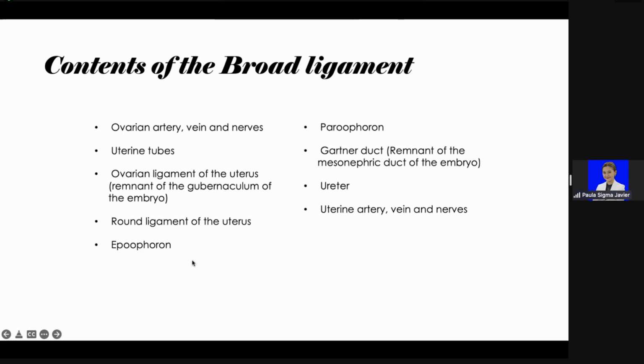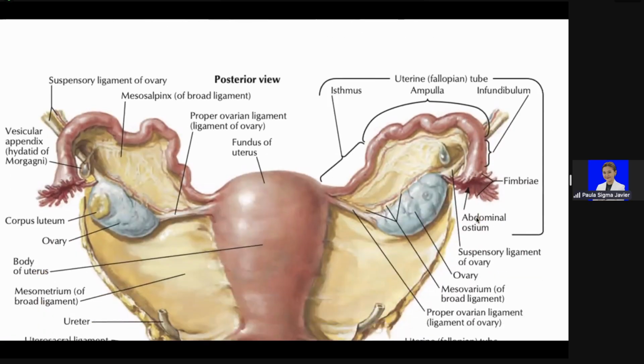We also have the epoophoron, which I already discussed a bit earlier, and the paraophoron. The Gartner duct is also a remnant of the mesonephric duct of the embryo, just like the epoophoron and the paraophoron. And then we also have the ureter, the uterine artery, veins, and nerves.